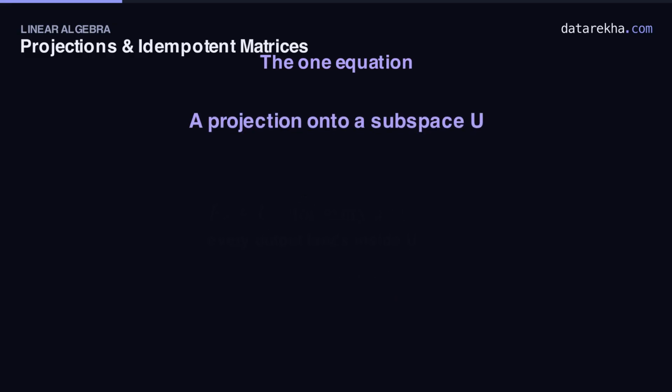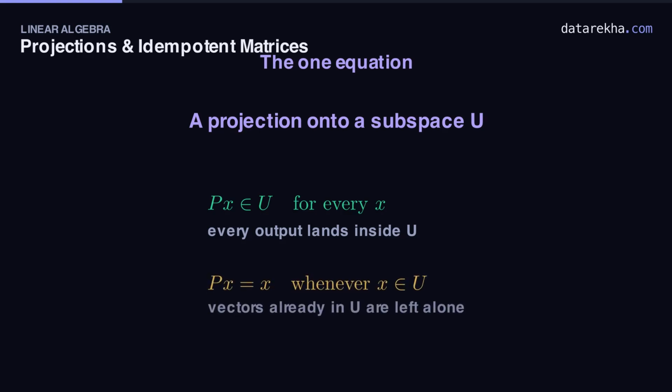More carefully, a projection onto a subspace does two things. Every vector it produces has to land inside the subspace, and any vector that is already inside gets left completely alone. It maps to itself. Together, those two facts force the equation P squared equals P. If it does no harm the second time, it did all its work the first time.